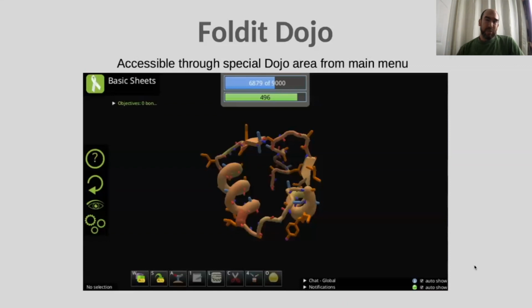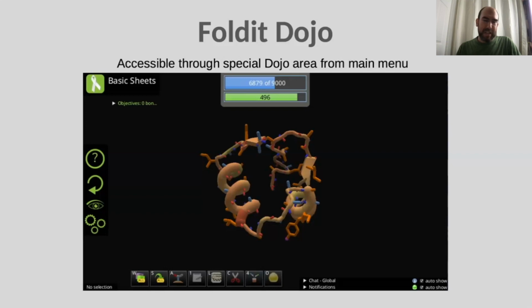We had seen that this worked in other games, and we wanted to see if we could use the same approach in Foldit. So we built this area in Foldit that you can get from the main menu called the Foldit Dojo. It's supposed to be a training area where you can practice and see how far you can get before you get to levels that are too hard to complete. Underlying this is the same system that I was just describing, except in Foldit.